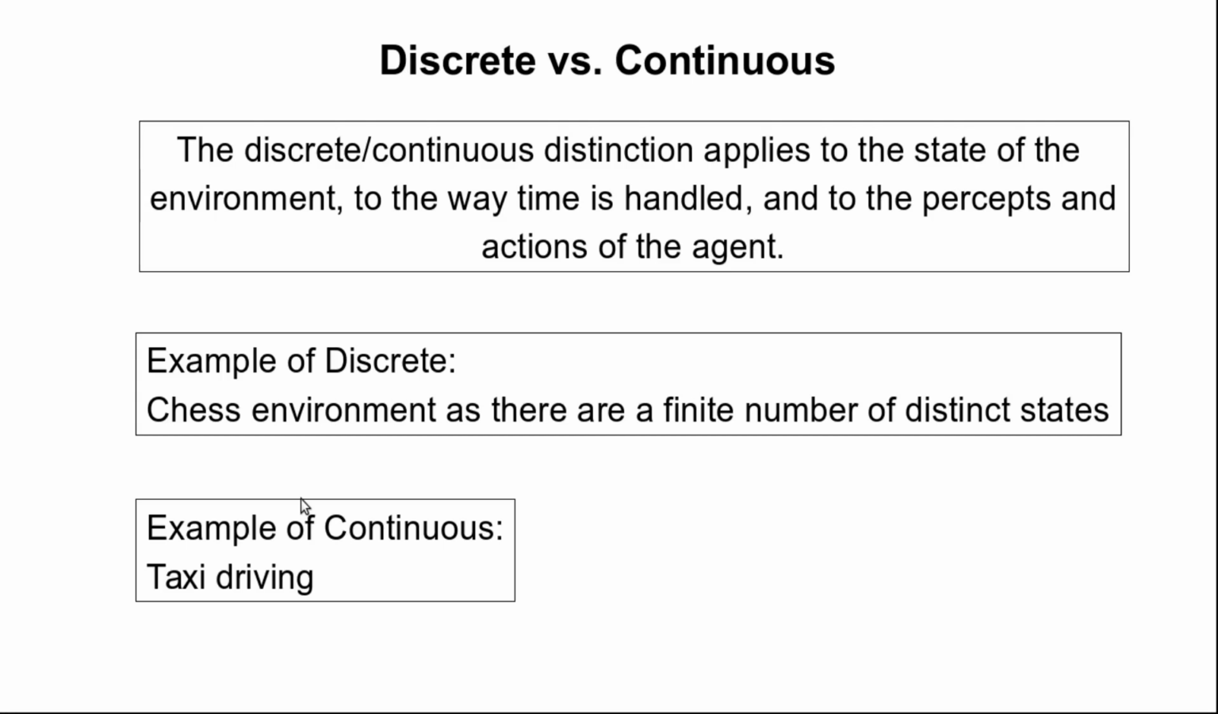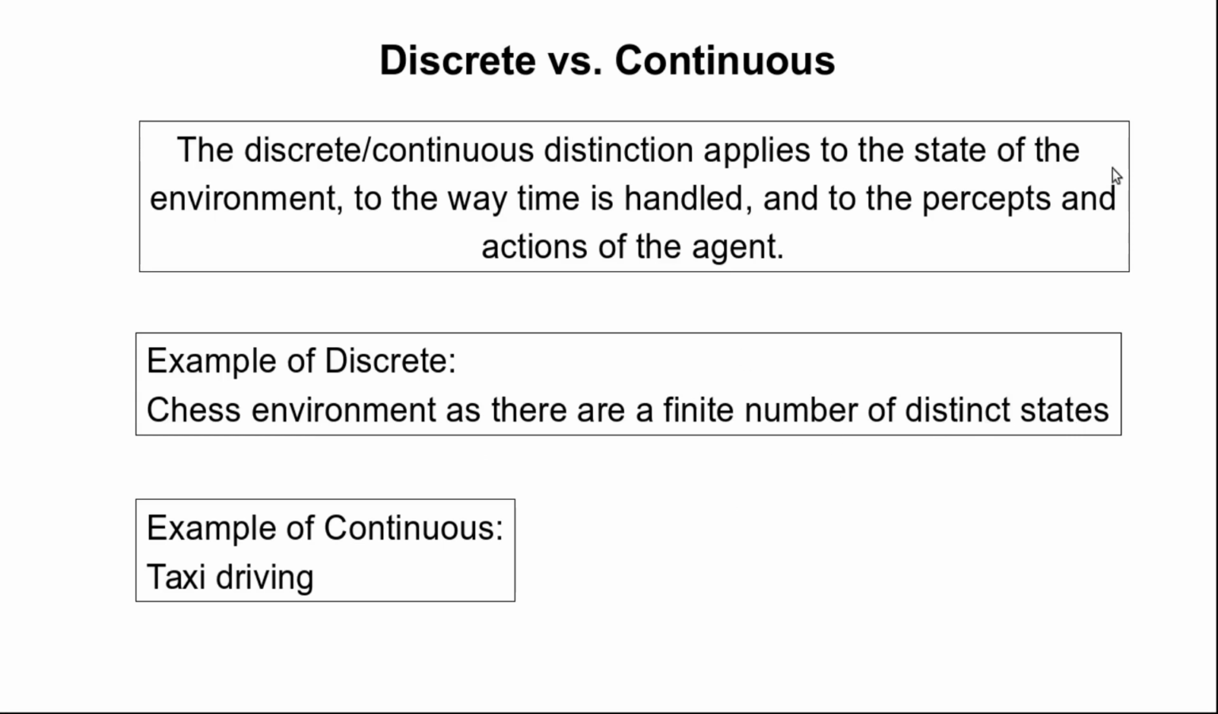The next dimension along which we can categorize is discrete versus continuous. The discrete continuous distinction applies to the state of the environment, to the way time is handled, and to the percepts and actions of the agent. An example of a discrete environment is playing chess. The chessboard has only a finite number of distinct states. It may be a very large number, but still it is a finite number.